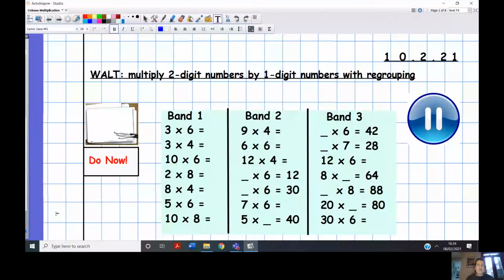So today we're going to be carrying on with column multiplication, and we are going to be looking at column multiplication with regrouping. Let me just get started and I'll share my screen. Okay, you have your do now for today, just working through some multiplication equations.